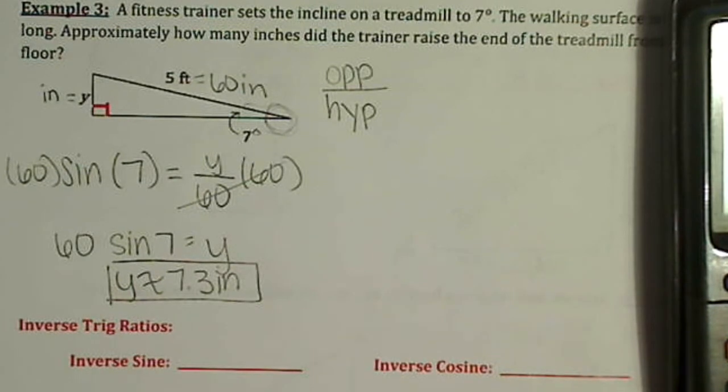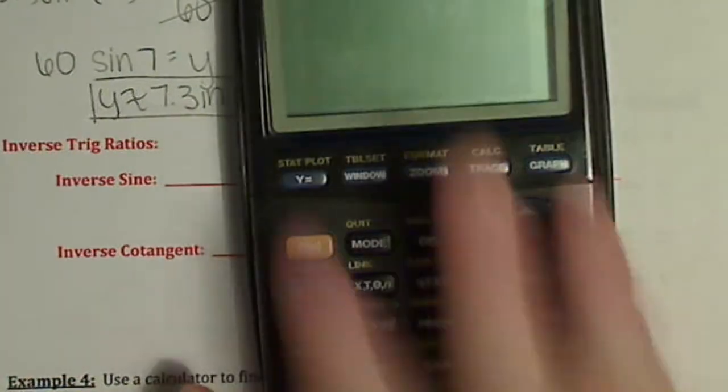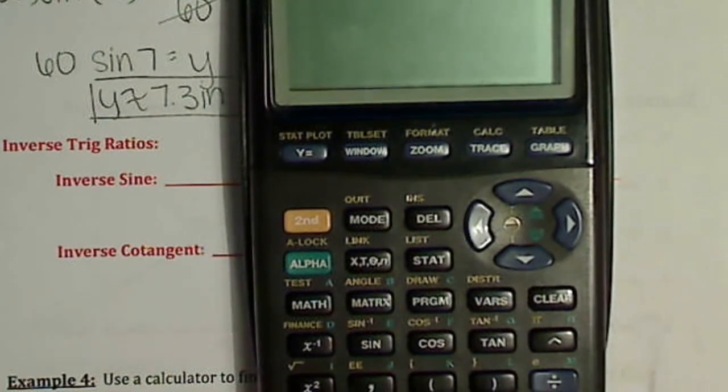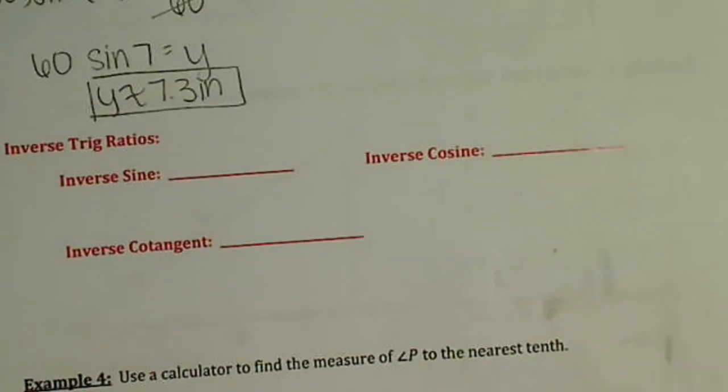Okay. There is also something called inverse trig ratios. On your calculator, if you notice above the sine, cosine, and tangent buttons, there is a sine to the -1, a cosine to the -1, and a tangent to the -1. These are your inverse trig functions. This is what you need to use if you need to find the angle. So far we've just needed to find the side, but if you need to find the angle, you are going to use these.